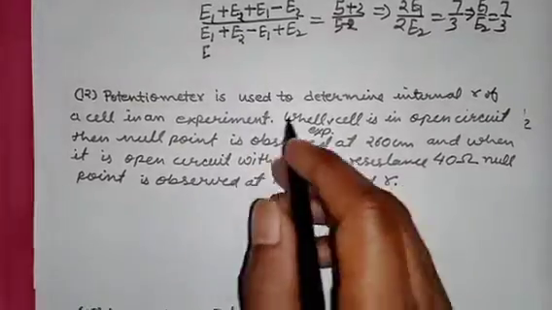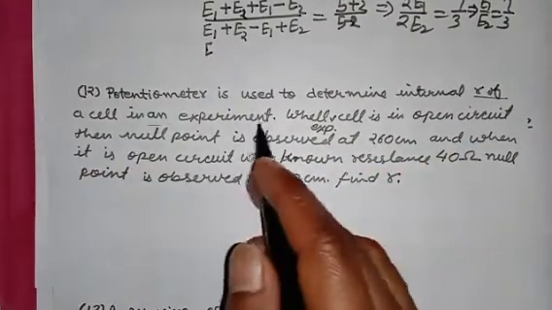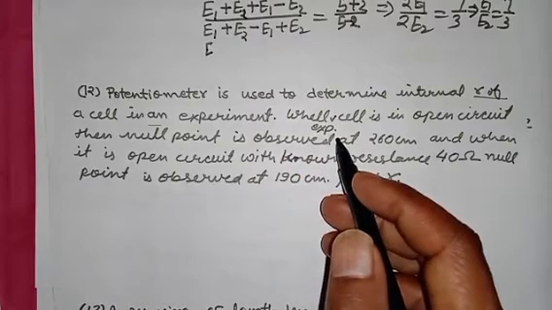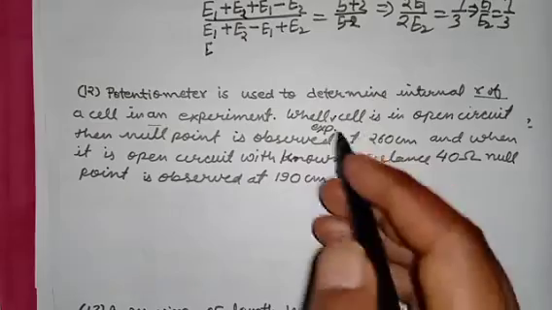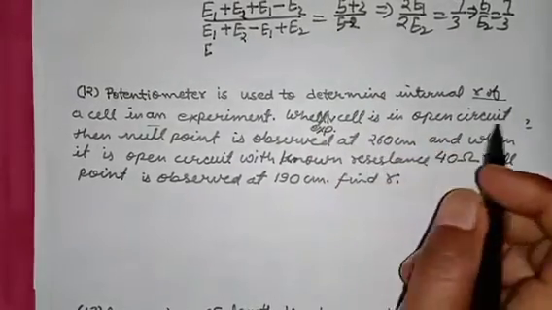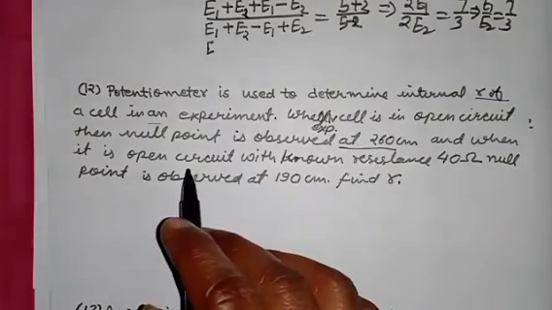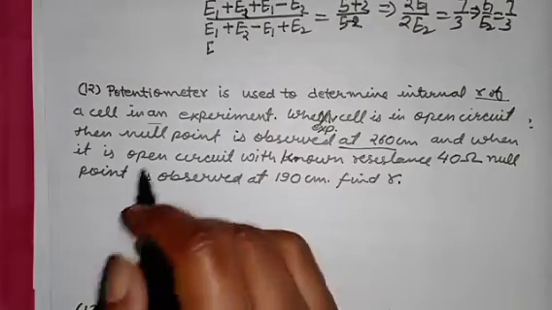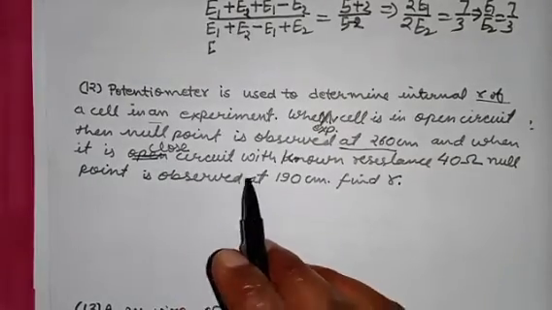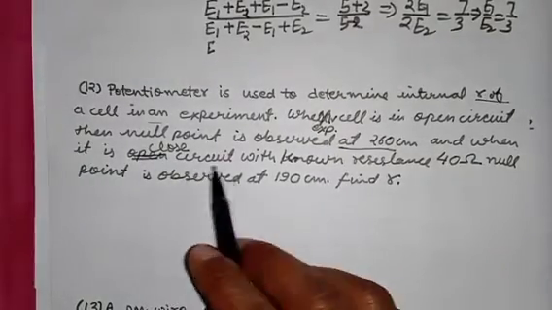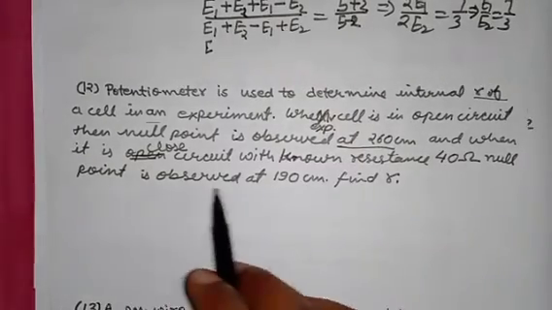Next, a potentiometer is used to determine the internal resistance of a cell in an experiment. When the experimental cell is in open circuit, the null point is observed at 260, and when it is in closed circuit with resistance 40 ohm, the null point is observed at 120.